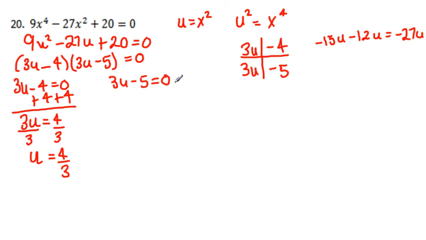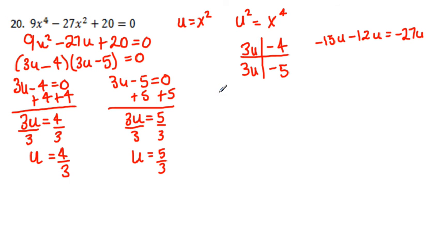Over here on the right, add 5 to both sides, and we get 3u equals 5. Divide by 3, and we get u equals 5/3. Now we're not solving for u, we're solving for x. So I'm going to go ahead and resubstitute that x squared back for u. So x squared equals 4/3. X squared equals 5/3.